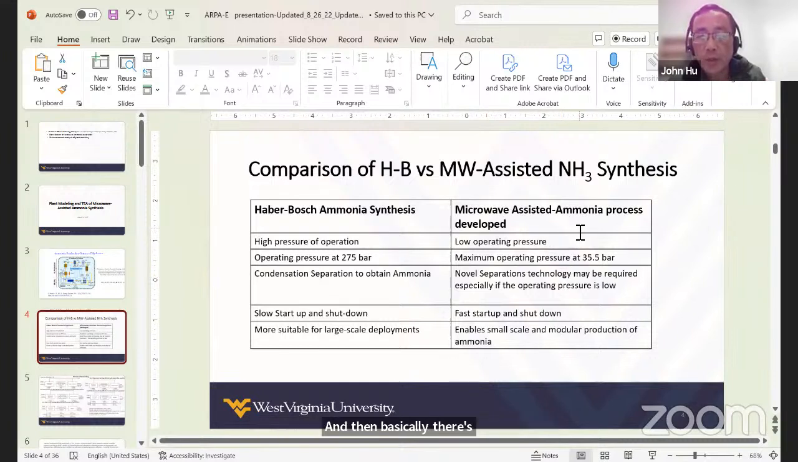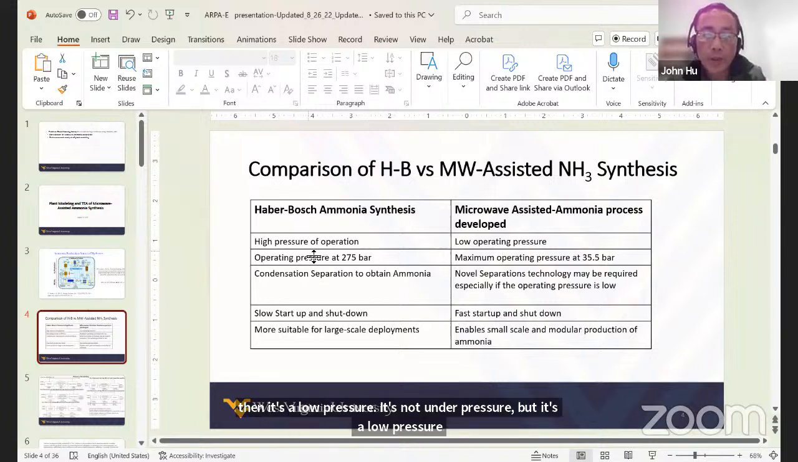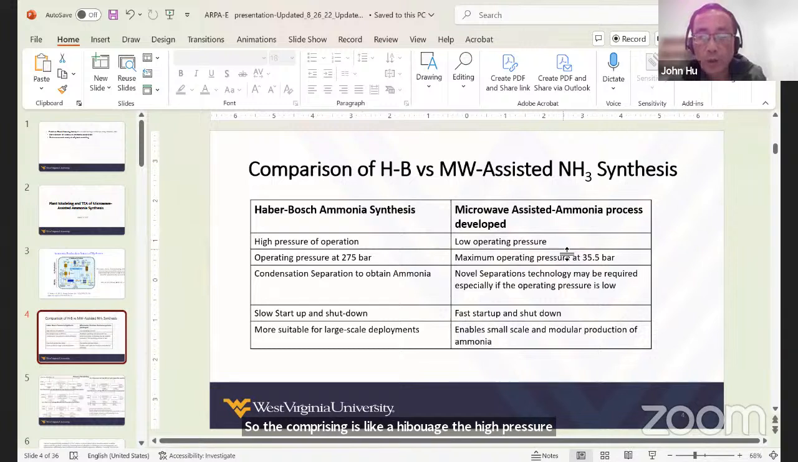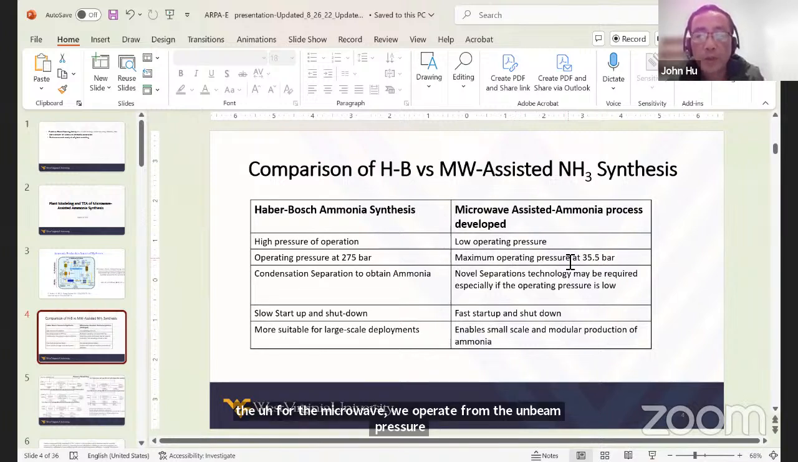That's our baseline in the techno-economic analysis, and this is the microwave-assisted ammonia process, and it's a low pressure. It's not ambient pressure, but it's a low pressure. So the comparison is Haber-Bosch, a high pressure operation, versus low pressure operation. The Haber-Bosch plant we chose operates at 275 bars. Typically, Haber-Bosch plants run 250 to 300 bars, but we chose 275 bars in our simulation. For the microwave, we operate from ambient pressure to 35 bars. I would say the maximum operating pressure is 35 bars.